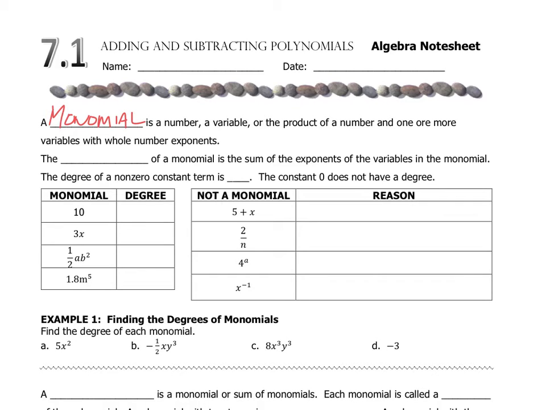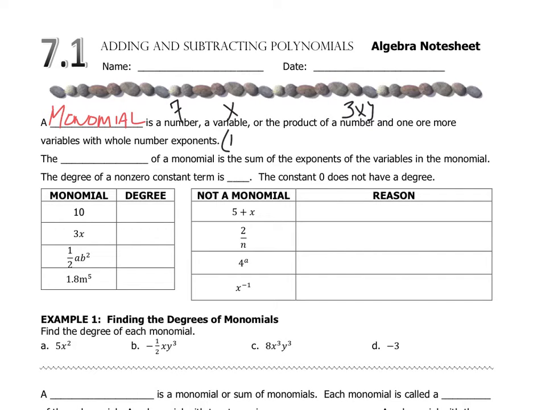is a number, a variable, or the product of a number and one or more variables with whole number exponents. So let's just talk a little bit about that. So a number. So we would know that something like the number 7, that's a number. A variable, some sort of a variable, or the product of a number and one or more variables. So something like 3xy with whole number exponents.